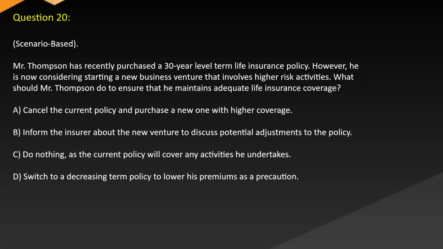Question 20 is scenario-based. Mr. Thompson has recently purchased a 30-year level term life insurance policy. However, he is now considering starting a new business venture that involves higher risk activities. What should Mr. Thompson do to ensure that he maintains adequate life insurance coverage? A. Cancel the current policy and purchase a new one with higher coverage. B. Inform the insurer about the new venture to discuss potential adjustments to the policy. C. Do nothing, as the current policy will cover any activities he undertakes. D. Switch to a decreasing term policy to lower his premiums as a precaution.